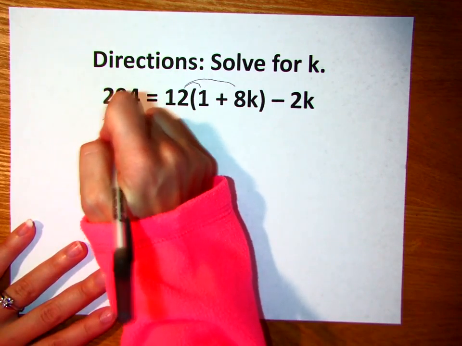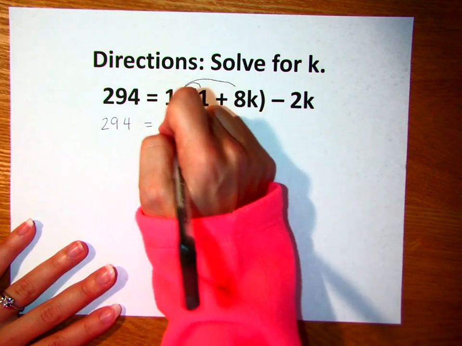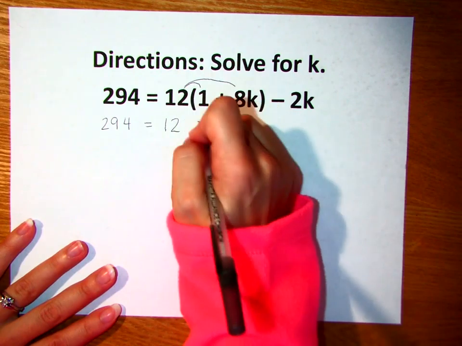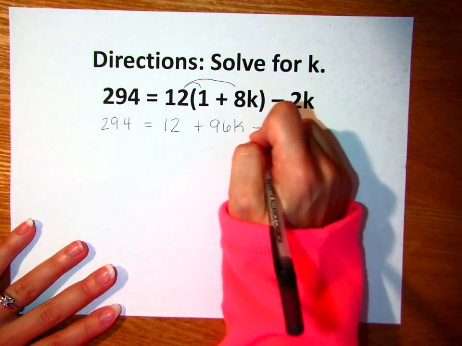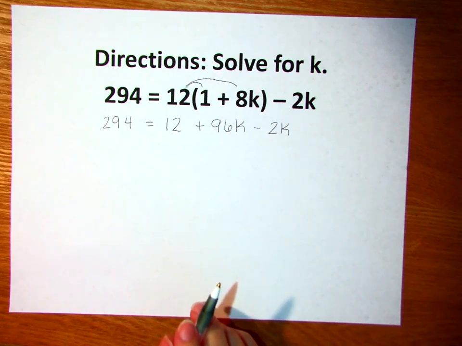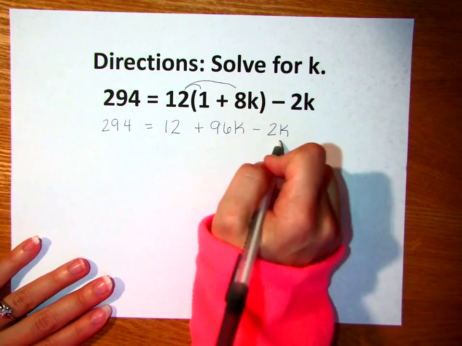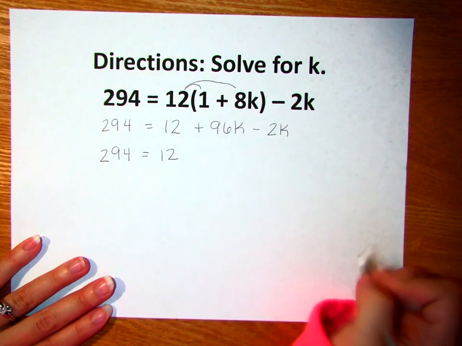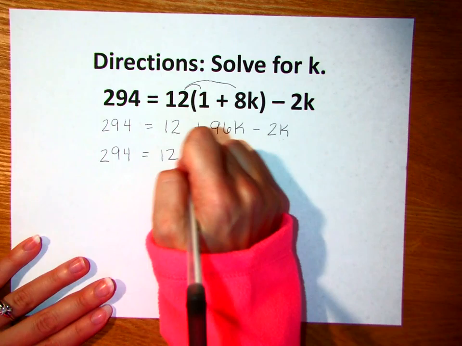So we bring down the 294 equals 12 times 1 is 12. And then 12 times 8k is 96k minus 2k. Now we want to combine like terms. That means that we want to combine these k terms. So we bring down the 294 equals 12. And then we have 96k minus 2k, which is 94k.